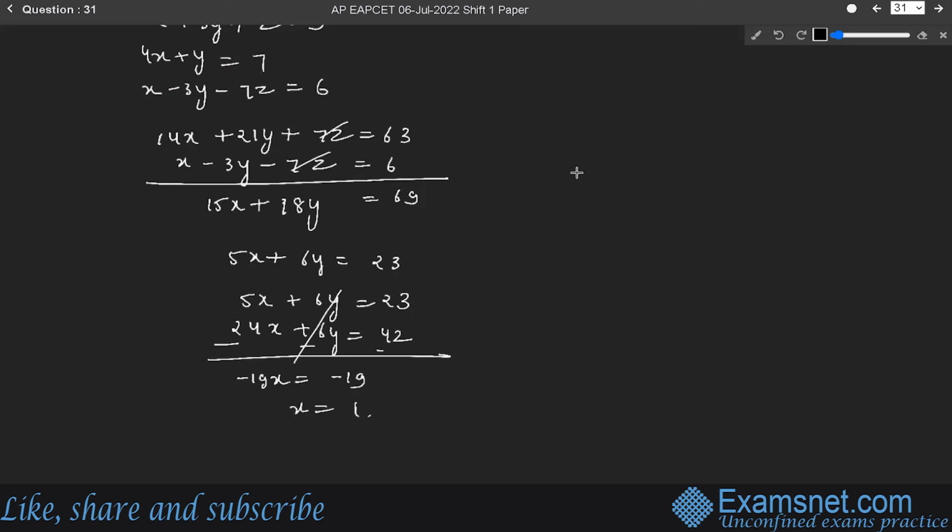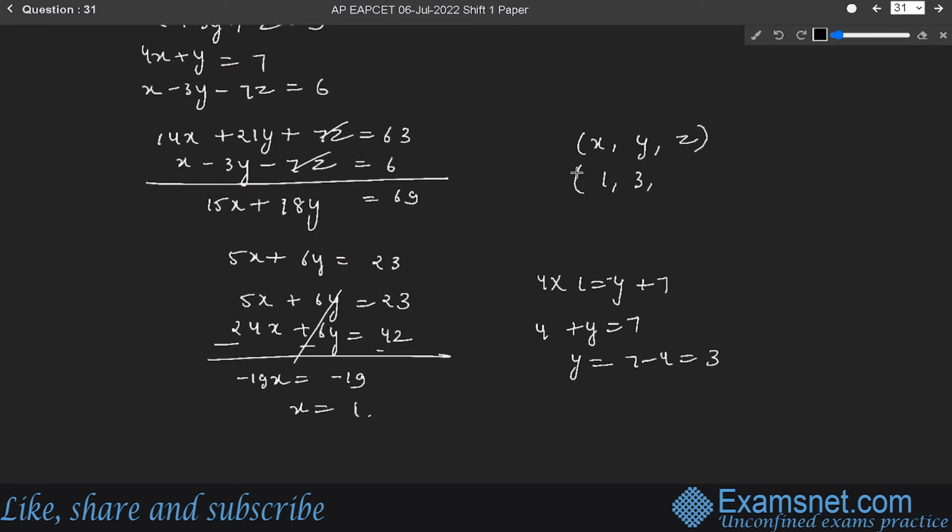We have the value of x now, so we can put it in any equation. So putting x is equal to 1 in equation 2, which is 4 into 1 plus y is equal to 7. So it can be 4 plus y is equal to 7. So y will be equal to 7 minus 4, which is equal to 3. We have the value for x and y. So the value for x is 1 and the value for y is 3.